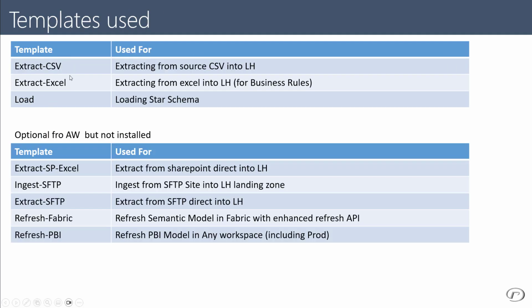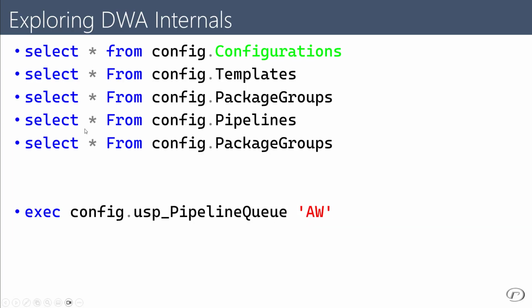Now, the AdventureWorks only uses three templates: extract in a CSV, extract in Excel, and load. But bear in mind, there are lots and lots of templates, and we have teams of people writing bespoke templates to integrate with Oracle Fusion or Dynamics or anything like that, right? But this is just really a starter set of templates, and the idea is that you can download or make all of your own kind of templates, right?